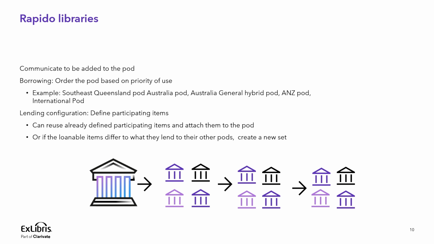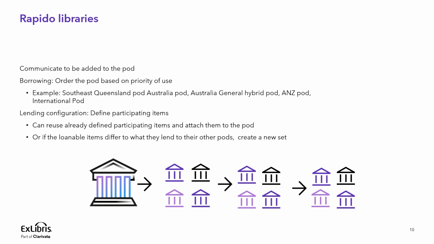The pod connections allow you to order your pods based on priority of use, which is one of the steps here. So for your borrowing perspective, you may participate in multiple pods to first use more regionally relevant partners and before expanding outward to the broader country or international. So for example, you might have the Southeast Queensland pod first, followed by your Australia pod, followed by the ANZ pod, then the international pod.